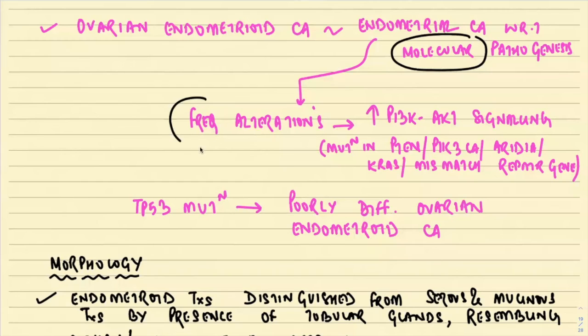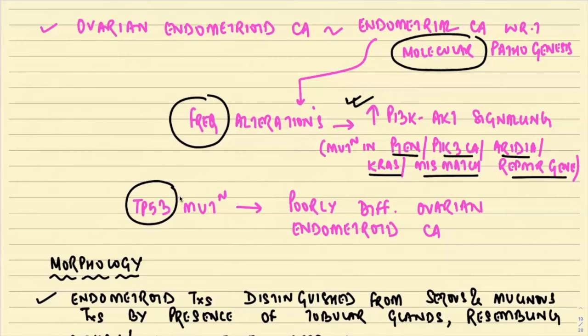There are frequent alterations involving the PI3K-AKT signaling pathway. If you remember, we discussed in detail the endometrial carcinoma, wherein we discussed the PI3K-AKT pathway, mutations in the PTEN tumor suppressor gene, PIK3CA, ARID1A mutation, KRAS, and mismatch repair gene mutation. All these mutations seen in endometrial carcinoma are very much the same in endometrioid ovarian carcinoma as well. And just like in the serous high-grade endometrial carcinomas, where we had TP53 mutation, over here also, TP53 mutation is present in poorly differentiated ovarian endometrioid carcinoma.